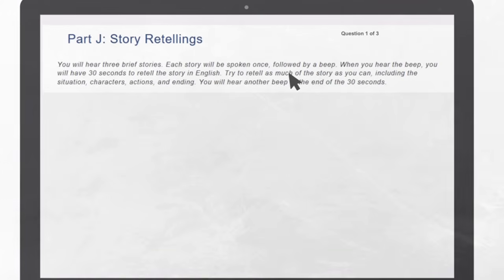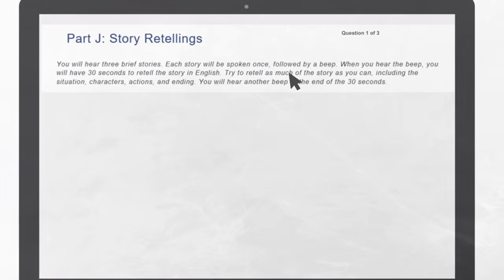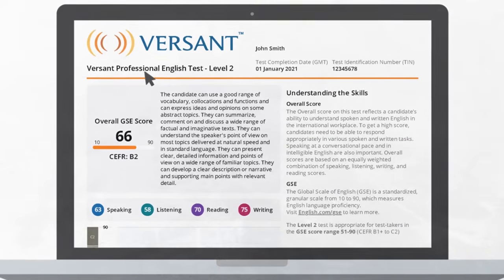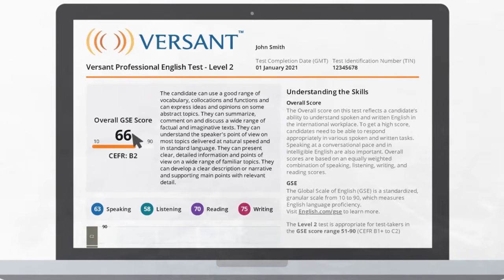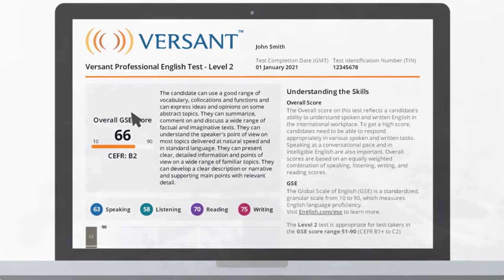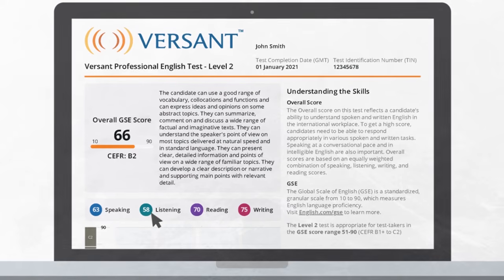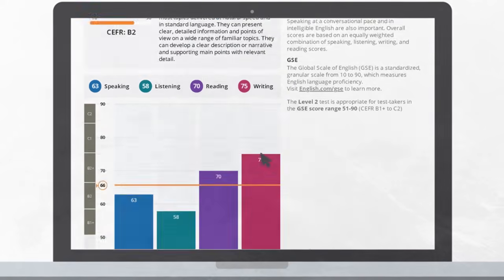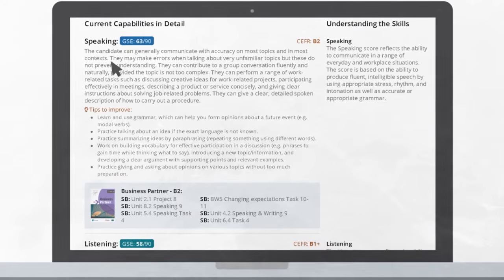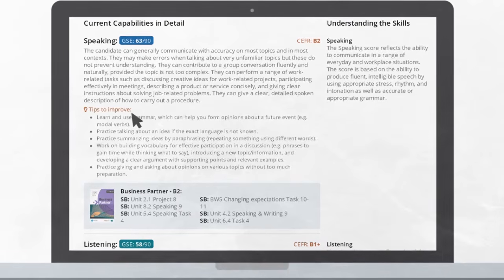Once your test is completed and responses are uploaded, your test will be graded. Your score report will include your overall score on the global scale of English, diagnostic subscores in speaking, listening, reading, and writing, a detailed explanation of your language capabilities, and suggestions for improvement.